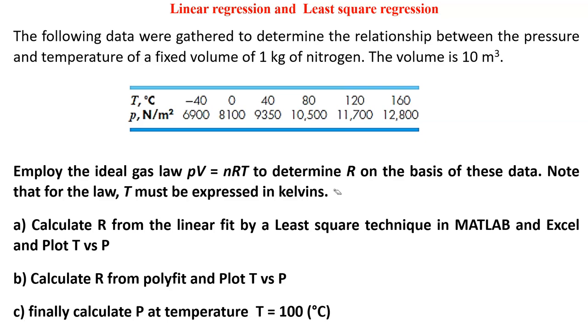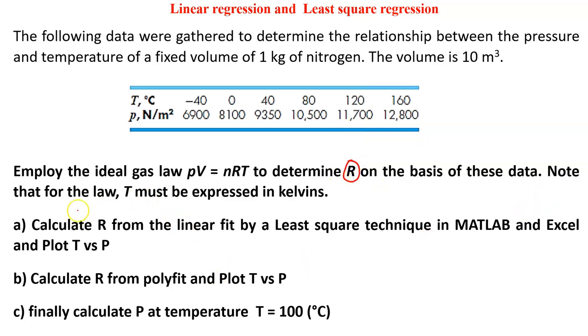So the problem is the following. Data are gathered to determine the relationship between the pressure and temperature of a fixed volume of 1 kg of nitrogen, and the volume is given, that is 10 meter cube, and temperature and pressure data are given. Temperature is in degree centigrade, pressure is in Newton per meter square. Employ the ideal gas law PV equals nRT to determine R on the basis of this data. That means we have to calculate R by using this data.